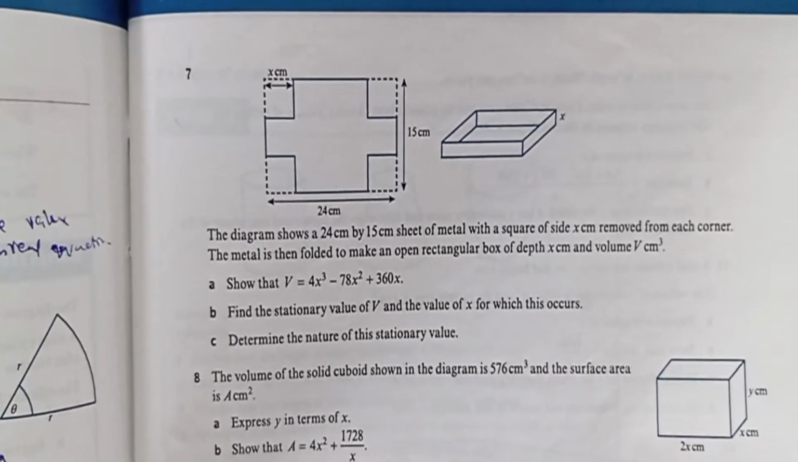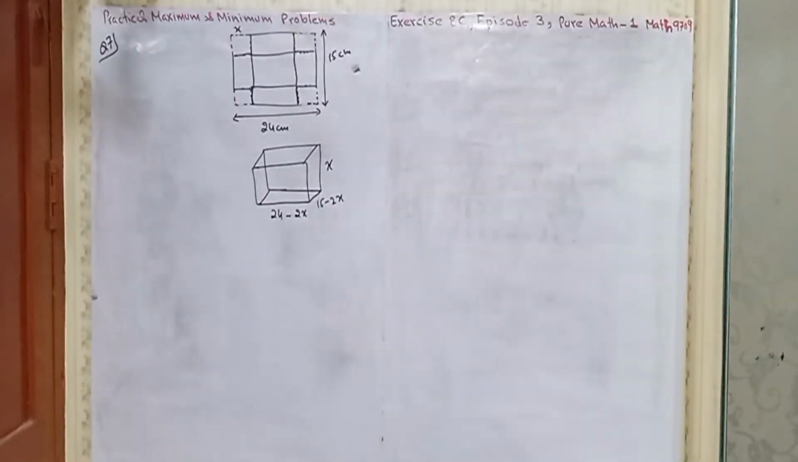Question number 7. The diagram shows a 24 centimeter by 15 centimeter sheet of metal with a square of side x centimeter removed from each corner. The metal is then folded to make an open rectangular box of depth x centimeter and volume V centimeter cube. Show that the volume is equal to 4x cube minus 78x square plus 360x.